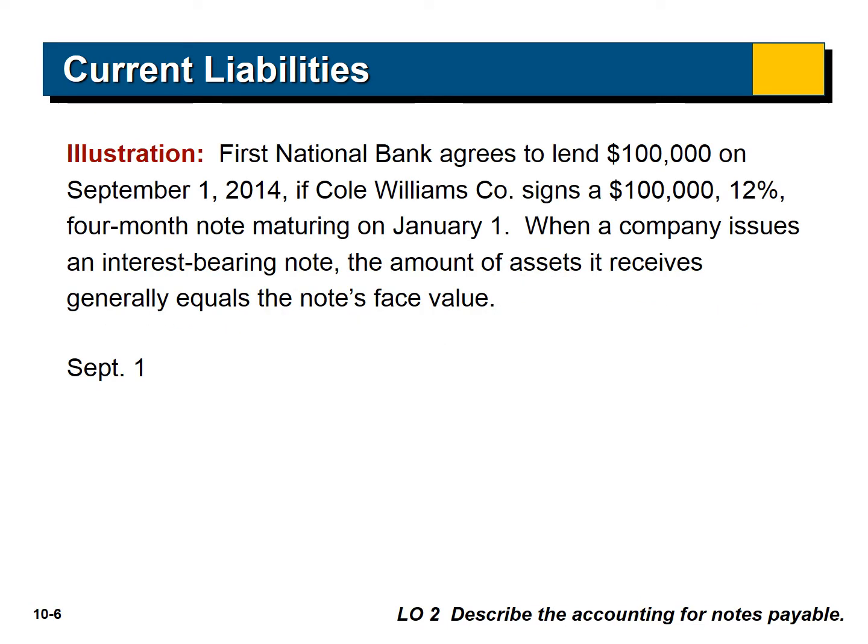First National Bank agrees to lend $100,000 on September 1st, 2014 if Cole Williams Company signs a $100,000 12% 4-month note maturing on January 1. That would be January 1, 2015. They didn't make that clear, but because it's a 4-month note, it does make sense. When a company issues an interest-bearing note, the amount of assets it received generally equals the note's face value. So we got cash, and remember that debits increase assets and credits increase liabilities.